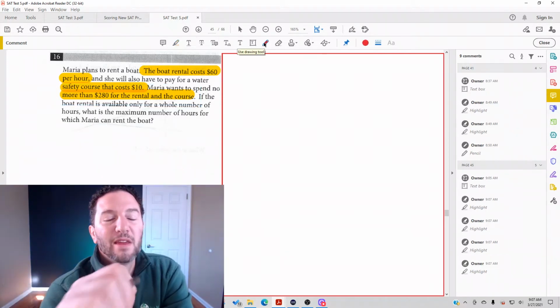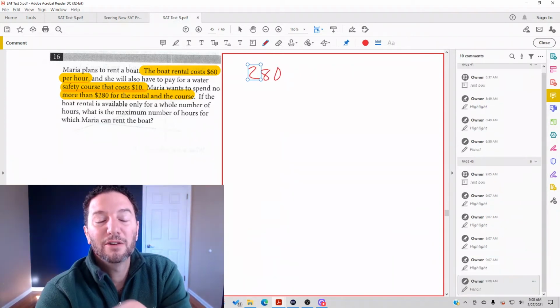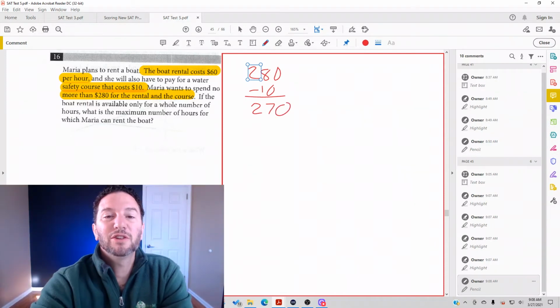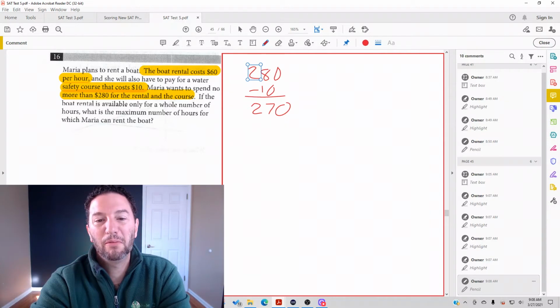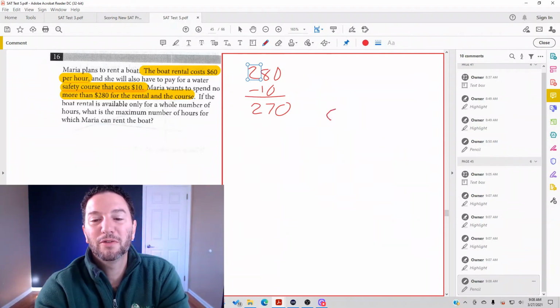So, we have our $280 that she's going to be spending. First thing we need to do is we've got to subtract our 10, because she's got to spend that $10 on that safety course, the fine print. And now if it's $60 an hour, what we're going to do is we're going to divide that 270 by 60.